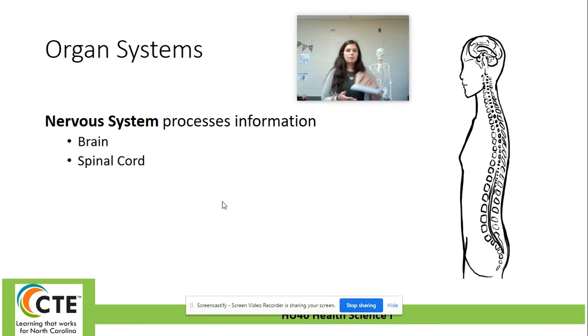Your nervous system is responsible for processing information. Our nervous system is what controls pretty much every single thing that we do. Without our brains, we would just be lying there in a coma. So your nervous system's main organs are the brain, as well as the spinal cord.